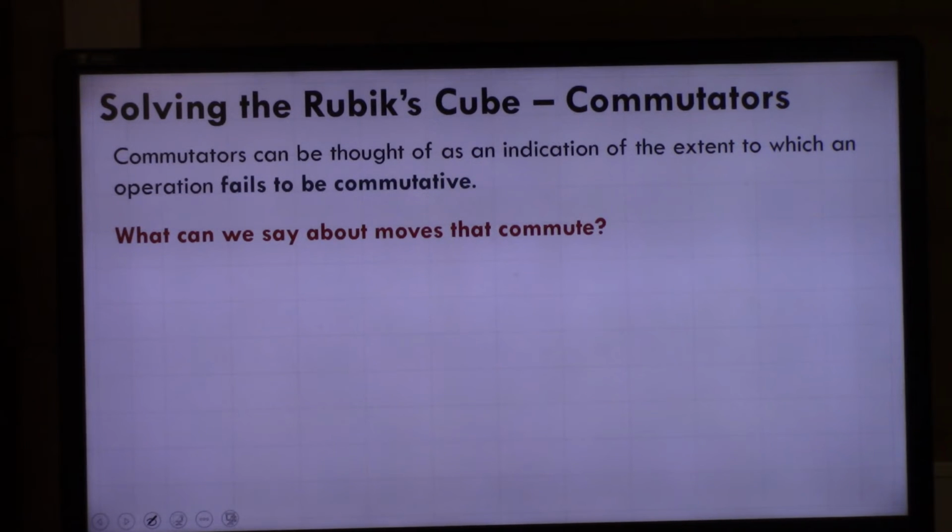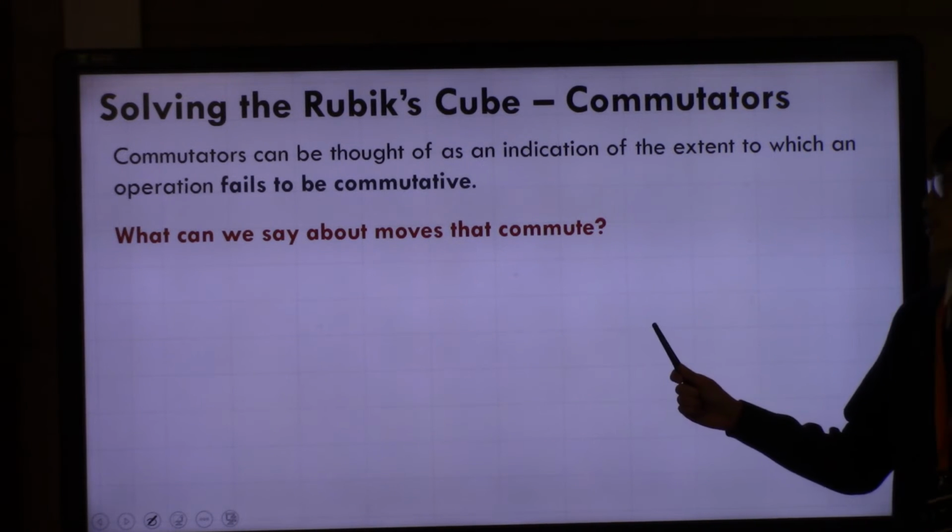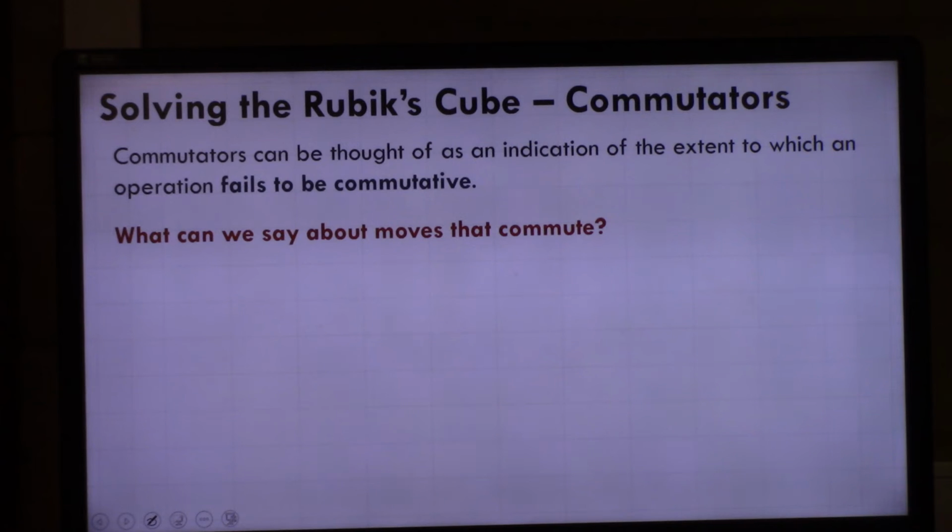Okay, so does anyone know what we can say about moves that would commute? Yeah? Would it mean that they would result in doing nothing? So if we were to apply our commutator, then yes, that would be equivalent to doing nothing, but do you know anything we can say about those moves without talking about the commutator as well? So if two moves commute, that means that doing them in any order is fine. So doing x then y is the same as doing y then x.